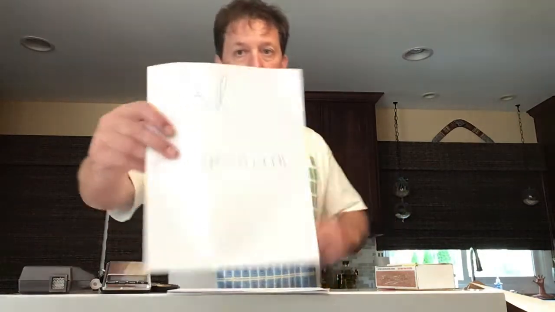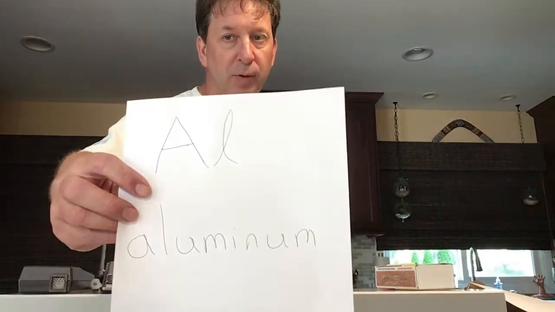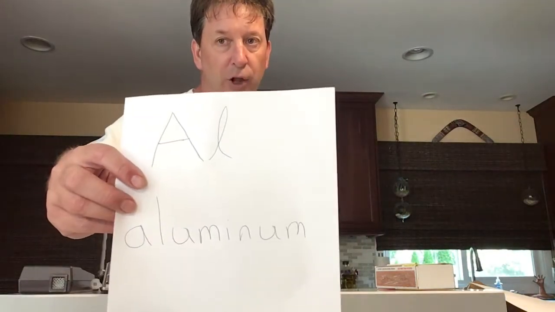Okay. I also have a balance. And the third item I have is a magnet. So I have some tools to investigate some properties of some of the elements we have. We're going to go alphabetically. So I've got the name and symbol. We should know and memorize the name and symbol. Aluminum, Al, is our first element.